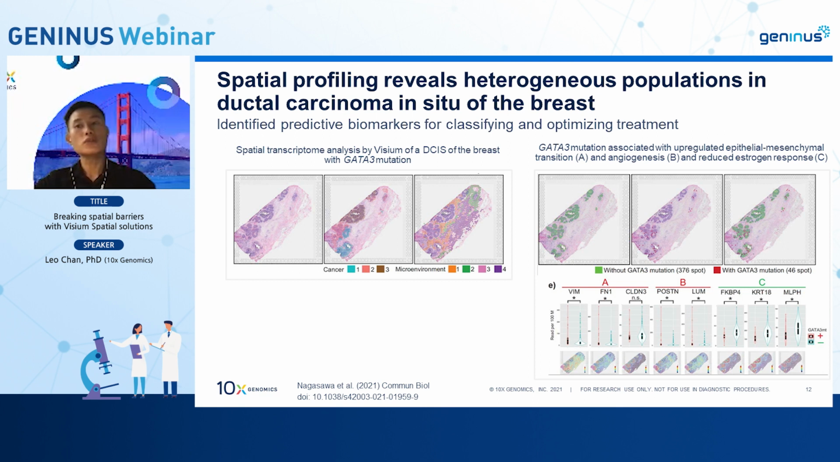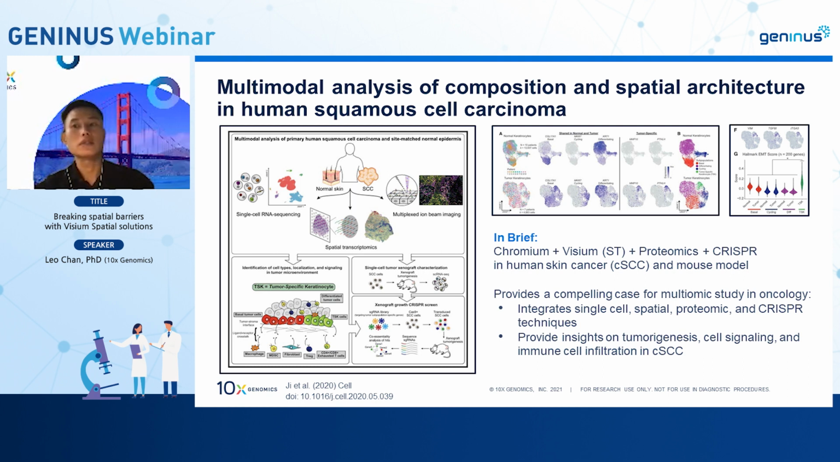Overall, the authors use spatial transcriptomics, and they also do single-cell DNA-seq to reveal that GATA3 dysfunction upregulates epithelial mesenchymal transitions, invasions, and angiogenic pathways, followed by progesterone receptor downregulation. These results reveal the existence of heterogeneous populations of DCIS and provided predictive markers for classifying DCIS and optimizing treatment regime.